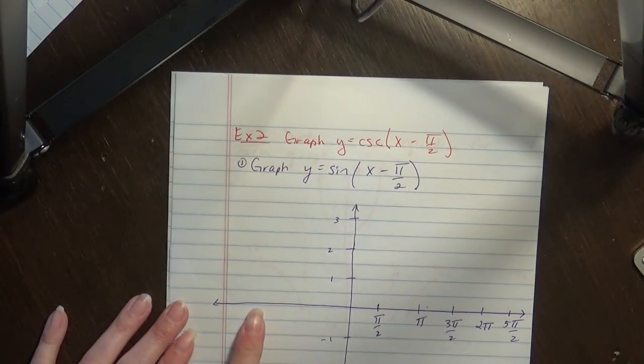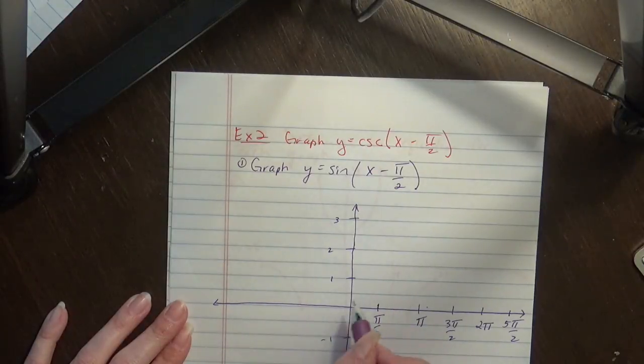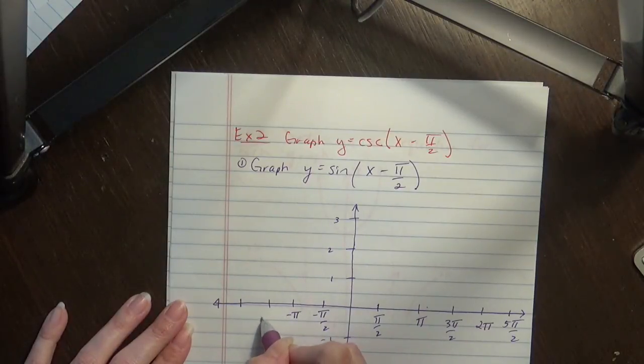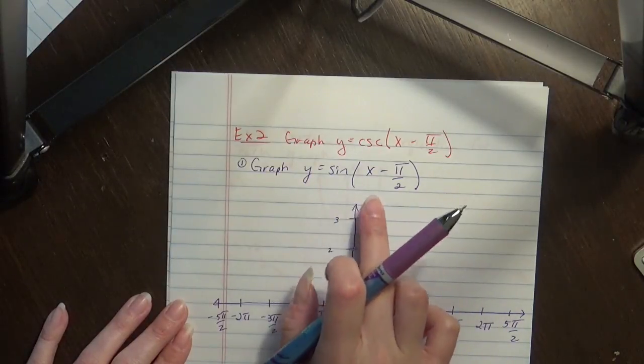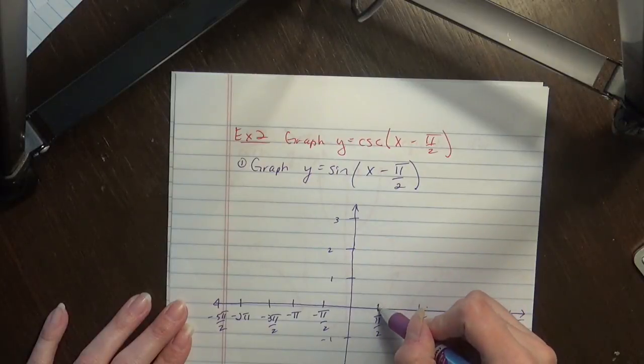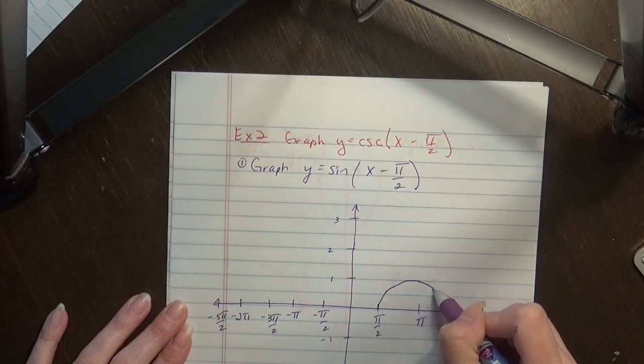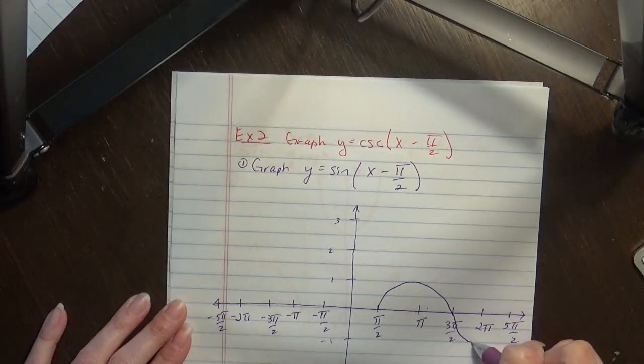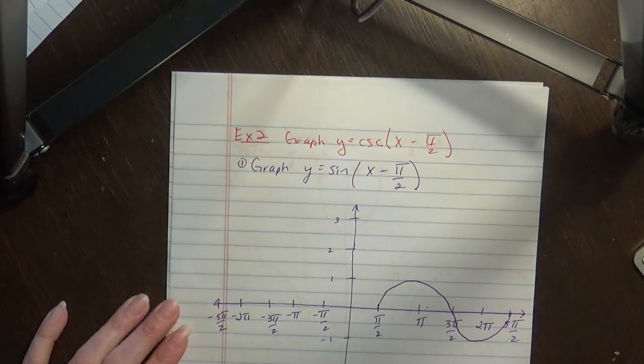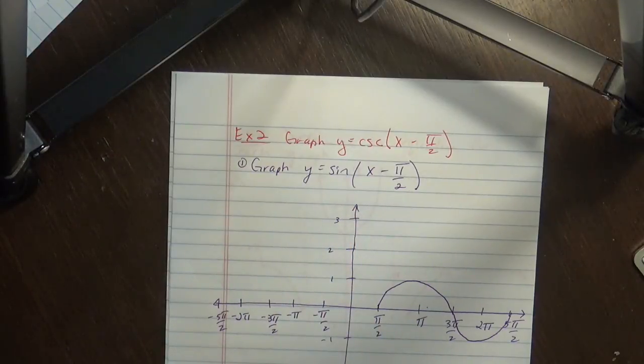And I'm going to extend all of these over to the other side as well. So I got negative pi over 2, negative pi, negative 3 pi over 2, negative 2 pi, negative 5 pi over 2. So just drawing one period of this sine of x minus pi over 2 will look like this. Okay, so that's what that sine function looks like.